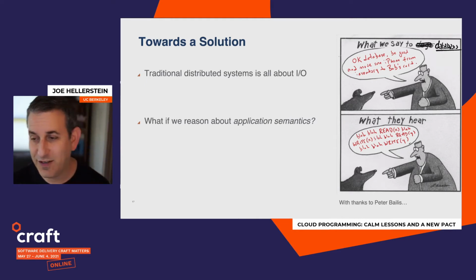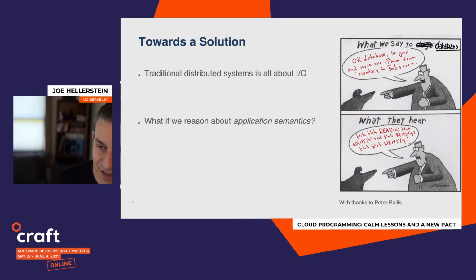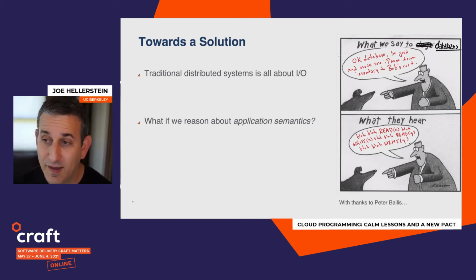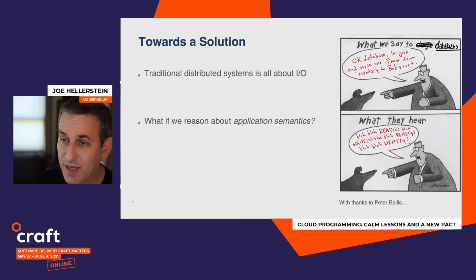So there's a great Far Side cartoon, and my former student Peter Bailis gets credit for this. It used to be a cartoon, What We Say to Dogs, but we changed it to What We Say to Databases. And so, at the top, he's saying in English, okay, database, be good, and move one iPhone from inventory to Bob's cart. But all the database here hears is blah, blah, read, blah, blah, write, blah, blah, read, blah, blah, write, right? The database doesn't understand anything that the application knows. It just sees the read and write streams. And there's a lot of information in that application that could let us avoid coordination.